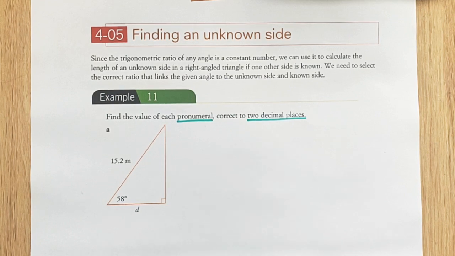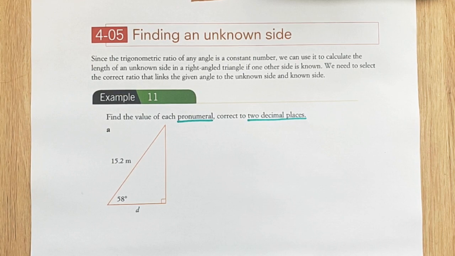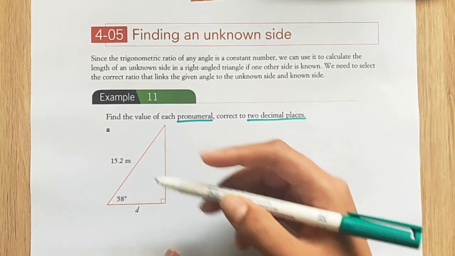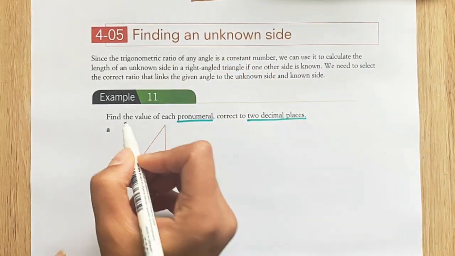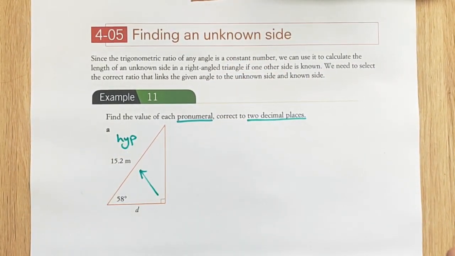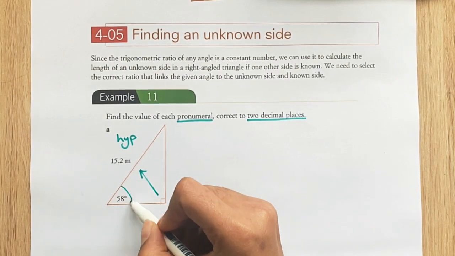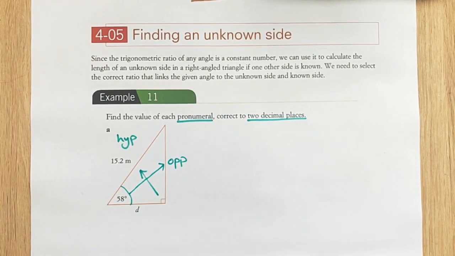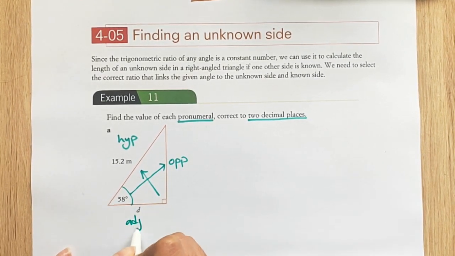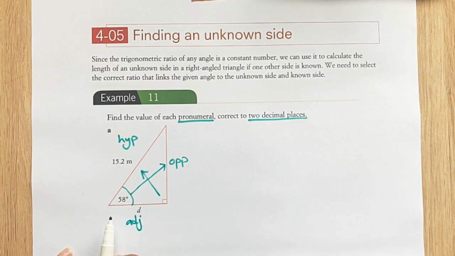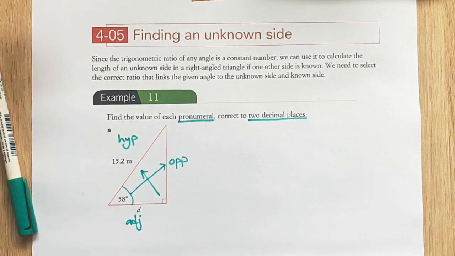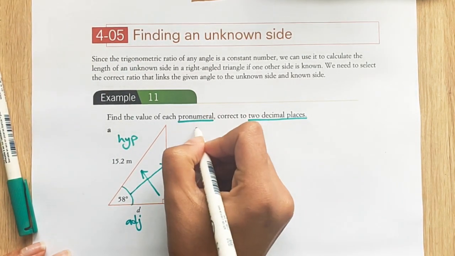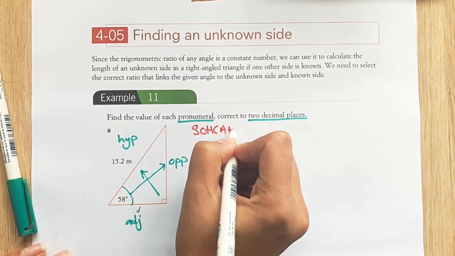The first thing I will do is label the 3 sides of my right angle triangle. Remember, opposite to the 90-degree angle is the hypotenuse, and opposite to my given angle is the opposite side, and we are left with the adjacent, which runs along the given angle and the 90-degree angle. That's the first step. And the second step, I will use my mnemonic SOHCAHTOA.